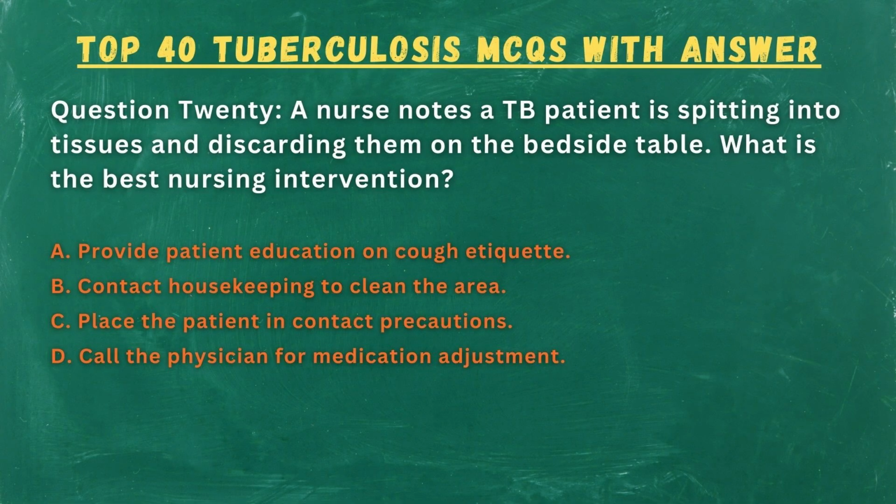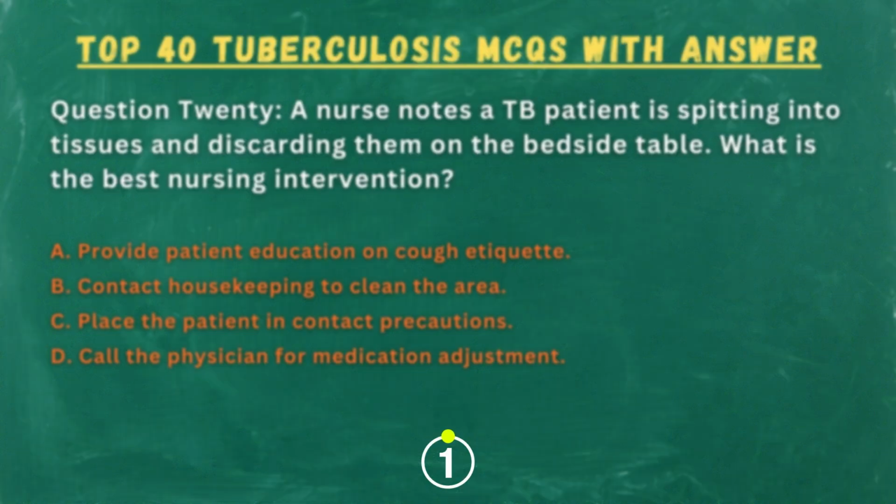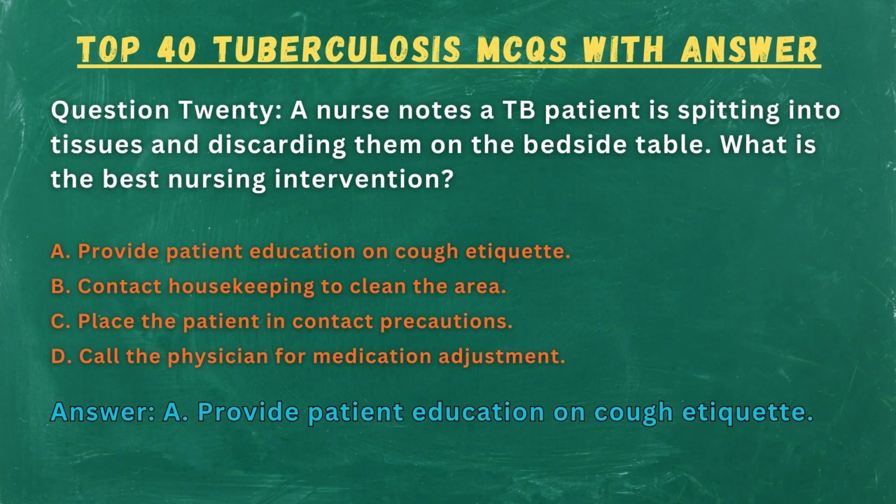Question 20. A nurse notes a TB patient is spitting into tissues and discarding them on the bedside table. What is the best nursing intervention? A. Provide patient education on cough etiquette. B. Contact housekeeping to clean the area. C. Place the patient in contact precautions. D. Call the physician for medication adjustment. Answer: A. Provide patient education on cough etiquette.